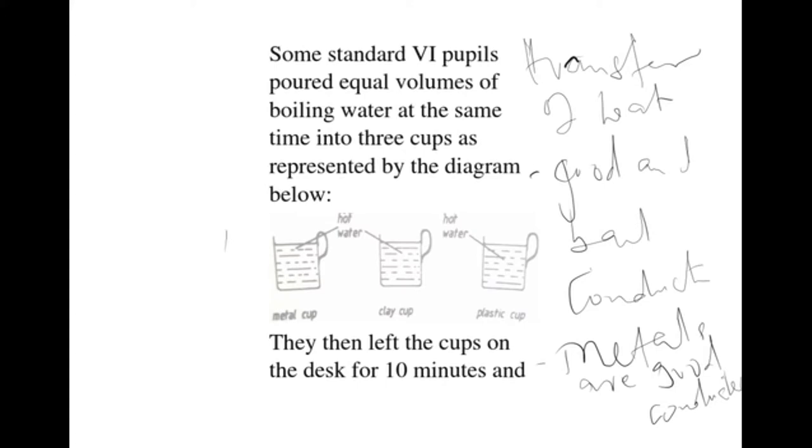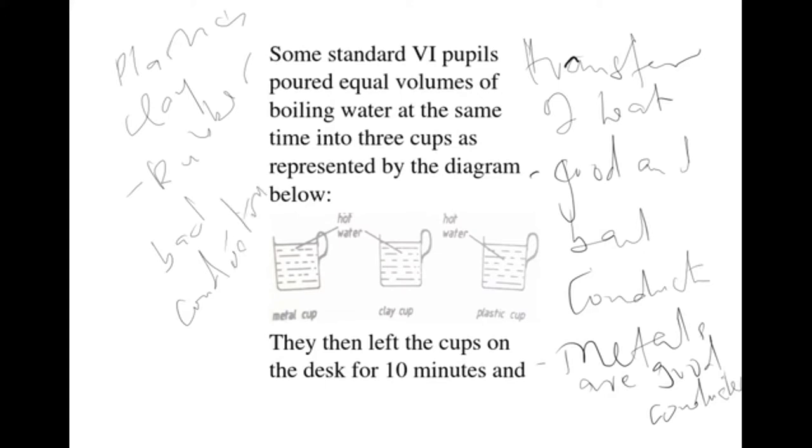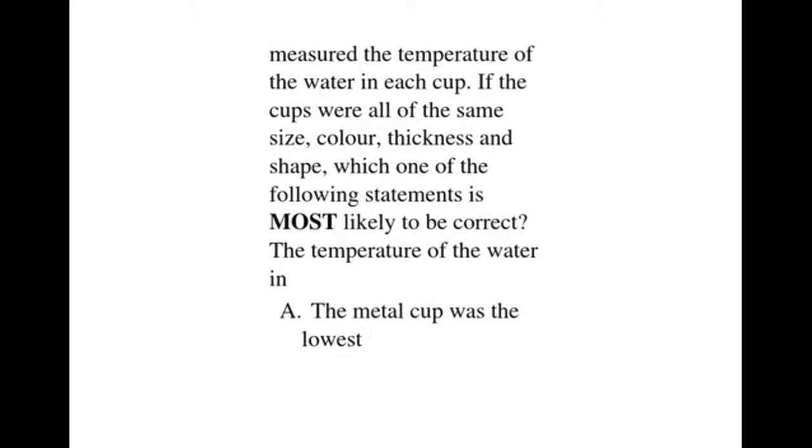On the other side, when you look at things like plastics, clay, rubber, all of them are bad conductors. Therefore, looking at the experiment, the metal cup, since metals are good conductors, conducted that heat and gave heat to the atmosphere. So the temperature was the lowest. The clay cup and the plastic cup are poor conductors, so it took time for them to lose temperature. So it is true to say the temperature of the water in the metal cup was the lowest.